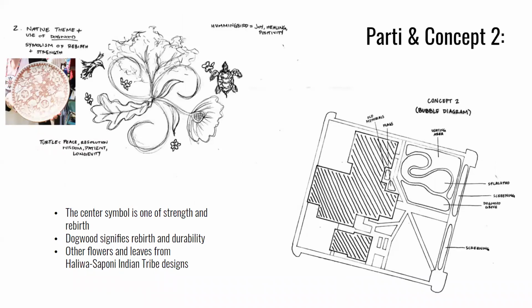My second parti concept had more of a natural theme to it. I based it off of the Once Tribe designs that they make on clay surfaces for festivals, and I wanted that to be a little bit over here. They have this dogwood tree that they celebrate when it blooms, so I wanted a little grove here and then a natural looking splash pad for kids to play around in.